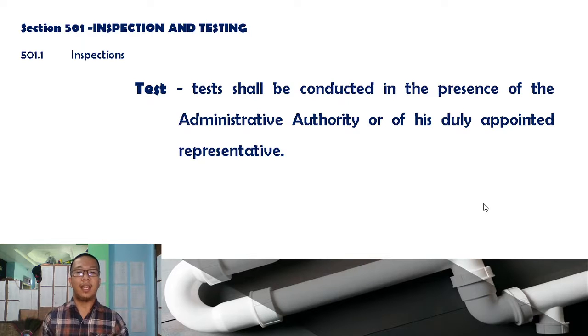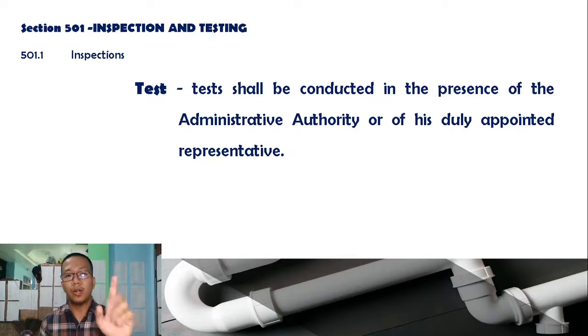Tests shall be conducted in the presence of the administrative authority or of his duly appointed representative. So you cannot conduct a test or inspection without the administrative authority or his appointed representative. If neither of them is present, you cannot conduct a test or inspection.